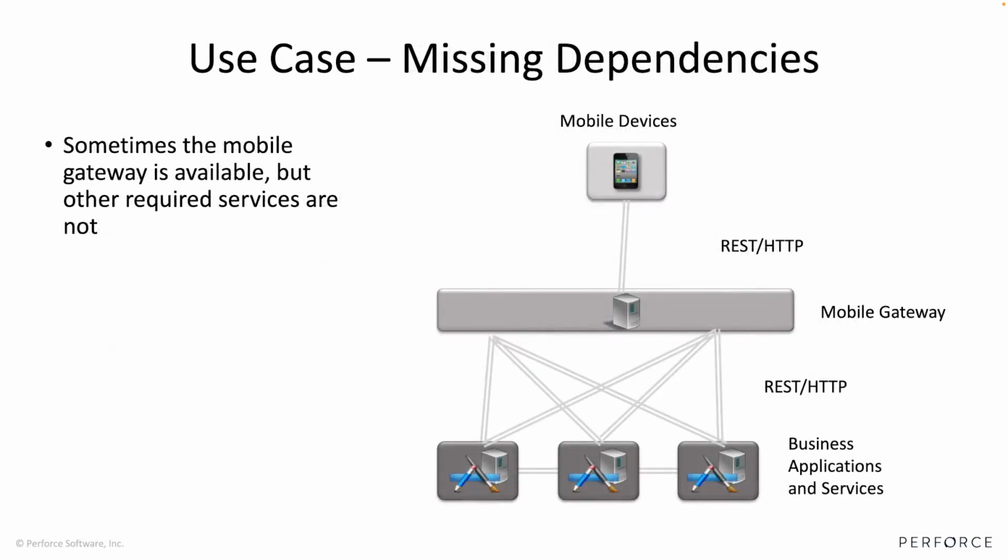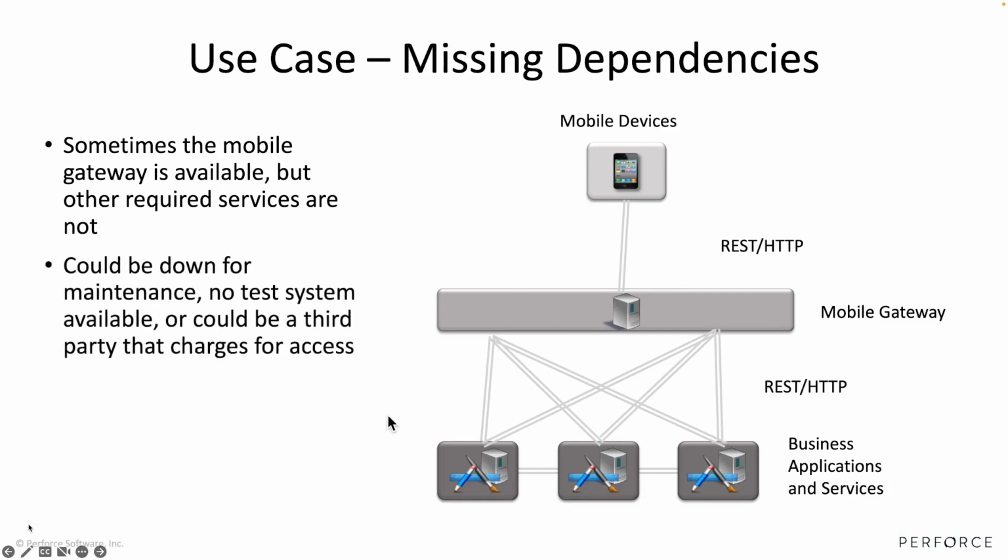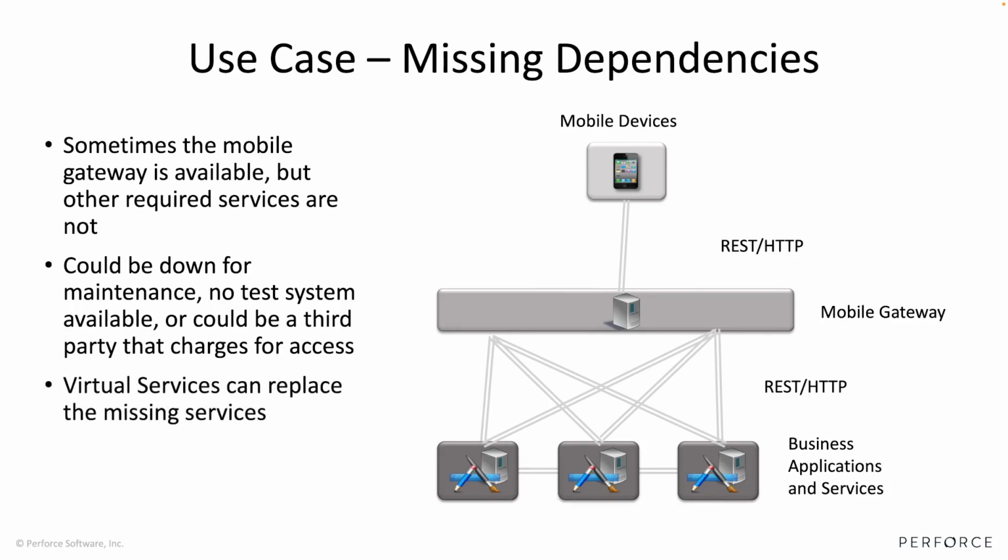Another use case has to do with missing dependencies. Sometimes the mobile gateway itself is available, but some of the services behind it might not be available. That could be down for maintenance. There might not be a test service available. There may be a third party that doesn't have a test or may charge for access. In this case, you can use these virtual services to replace the services that are not currently available for testing.